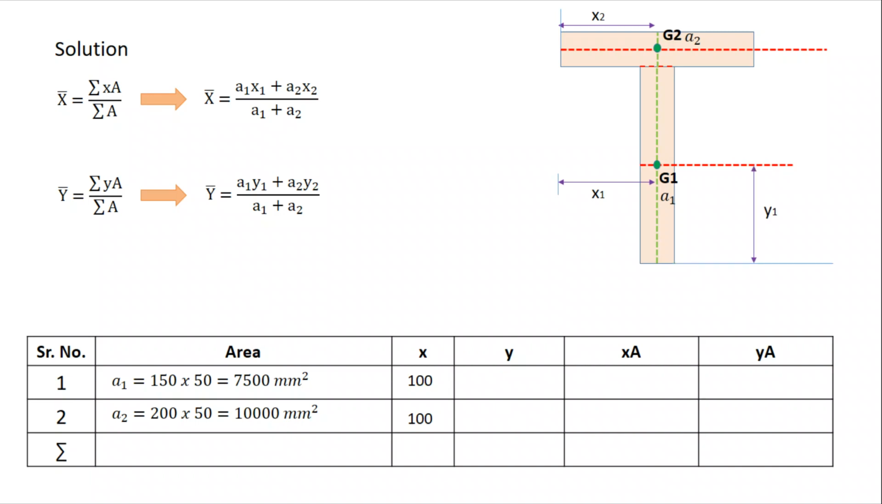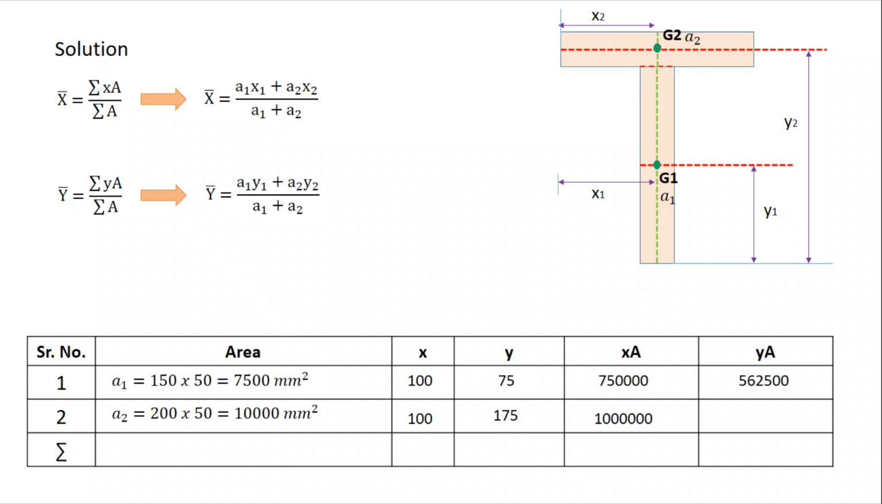Then y1 and y2. y1 is from the lower edge to the centroid of the first area a1, and y1 distance is 75. Then y2 is the distance from the lower edge to the centroid of the second area a2, that is 175. Then take the multiplication of a1 and x, this is 7.5 into 10 raised to 5. Then a2 into x, that is 1 into 10 raised to 6.